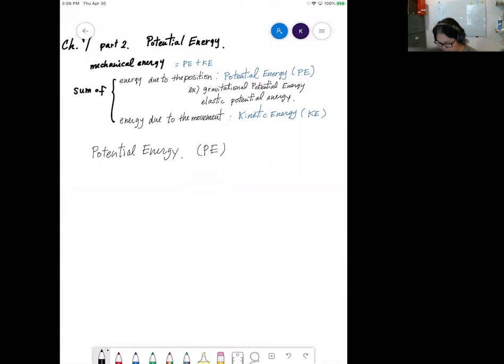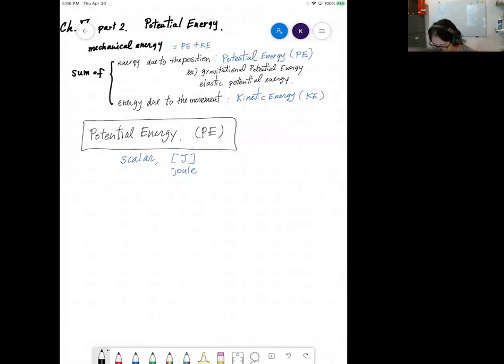PE, okay. Is work a scalar or vector? Right, work is a scalar. So therefore, the work represents the change in energy. Work done by the gravitational force represents the change in gravitational potential energy. And therefore, potential energy is a scalar, and you use the unit joule, just like the work. Okay. So potential energy is due to its position.